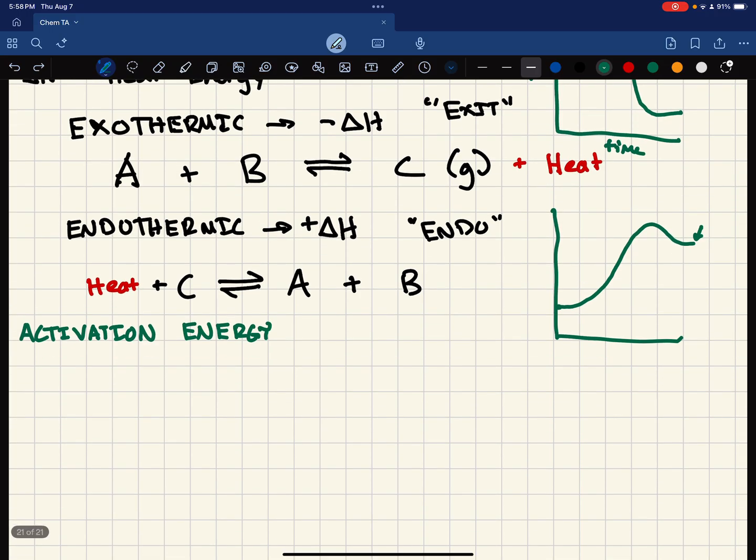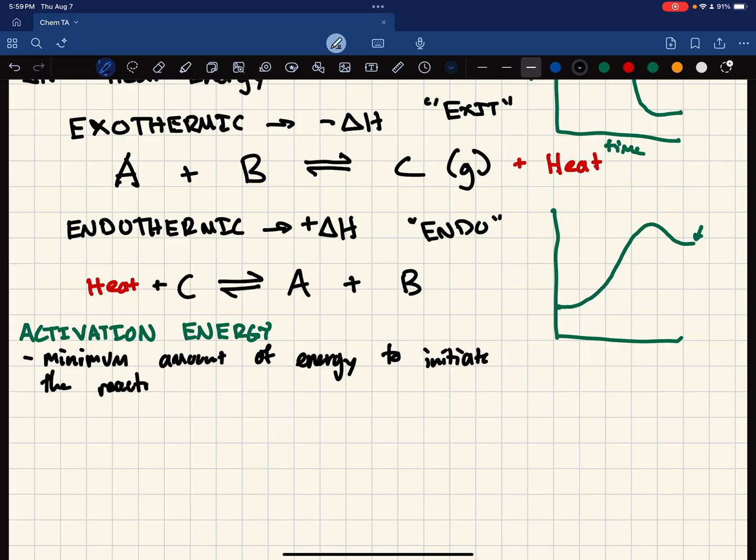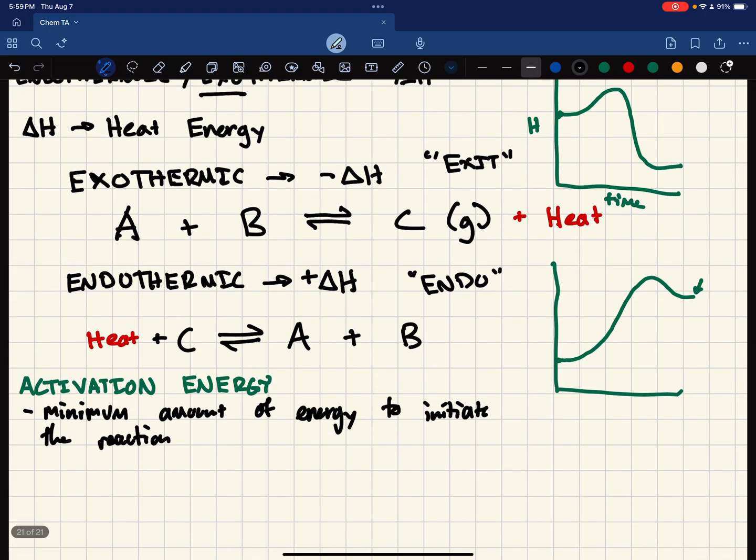activation energy is the energy required to initiate the reaction, or the minimum amount of energy to initiate the reaction. Okay, so in these two up here, what's the activation energy?